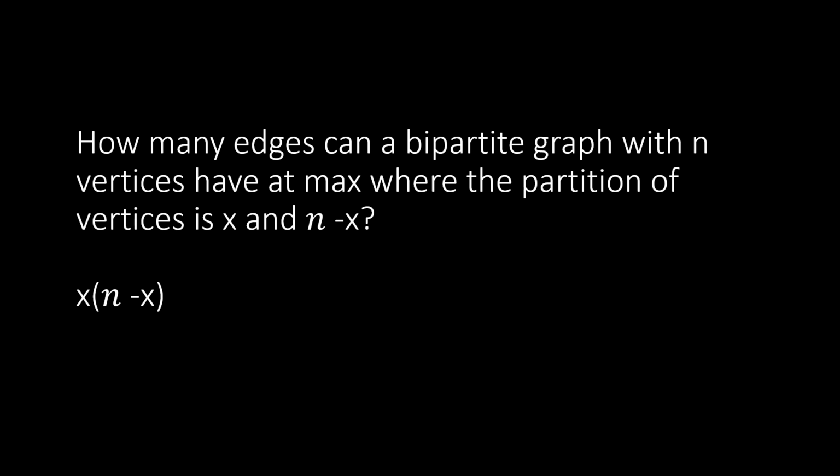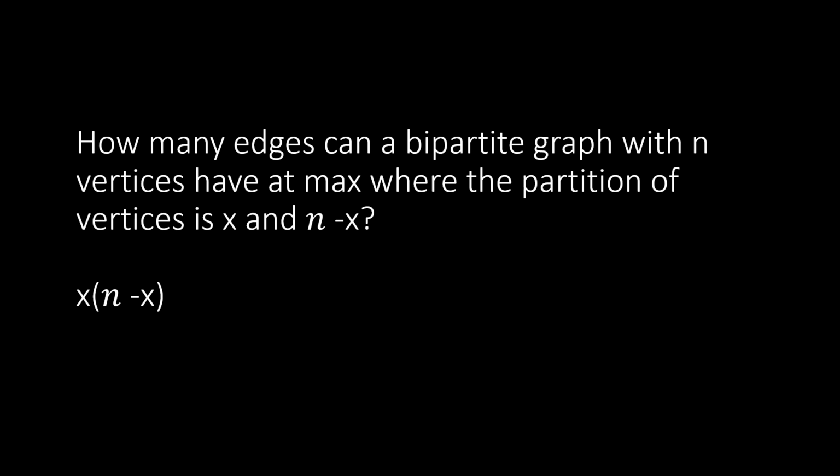How many edges can a bipartite graph with n vertices have? Suppose you have divided the set of vertices in such a way that the first set contains x vertices and the second one contains n minus x vertices. For every vertex of one set, if you connect it with all the vertices of the other set, then you will have the highest number of edges. So it turns out to be x times (n minus x).